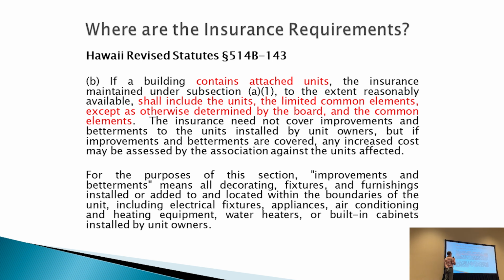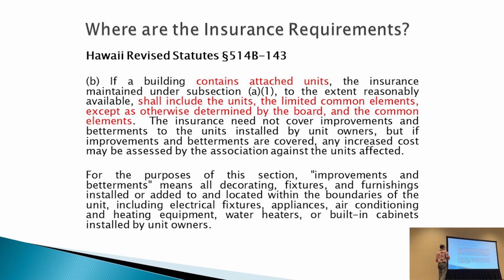Shall include the units, the limit to common elements, except as otherwise determined by the board, and the common elements. The insurance need not cover improvements and betterments to the units installed by unit owners, and they usually do not. But if improvements and betterments are covered, any increased costs may be assessed by the association against the units affected. So if you're going to cover betterments and improvements, the association can assess the cost for your betterments and improvements in your unit against you individually. So your other fellow owners aren't paying if you've got marble flooring.